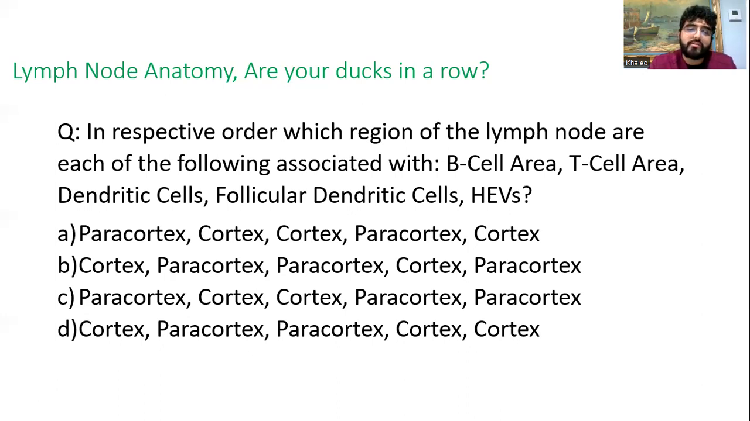How about follicular dendritic cells? They're the great library of Baghdad for the scholar B cells. And so if it's the B cell area, then we're thinking cortex. Very good. So cortex, paracortex, paracortex, cortex, because follicular dendritic cells are in the B cell area, the cortex. And then HEVs, high endothelial venules, I suggest to memorize where those are, and that's paracortex. That's where they're near, right? So the answer would be B, right?